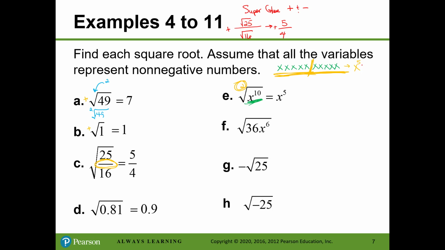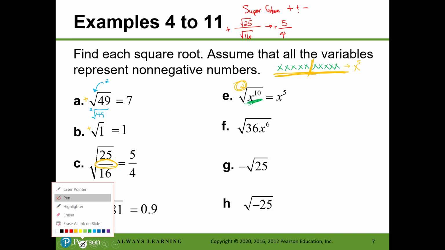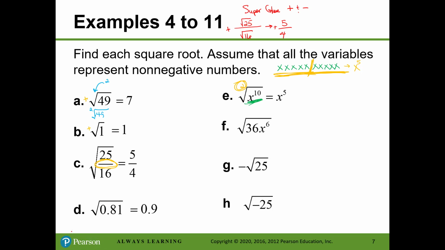Okay, now, letter F. What operation, first and foremost, is between the 36 and the x to the 6? That's right, that's multiplication in between them. Since that's multiplication, I can look at them separately. I can look at it taking the square root of 36 times the square root of x to the power of 6. Okay, you know what the square root of 36 is. What is it? Yes, that's 6.